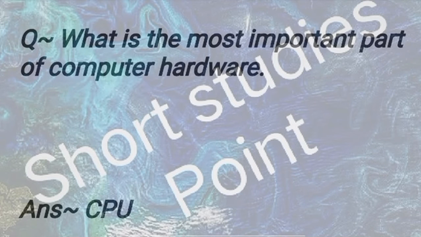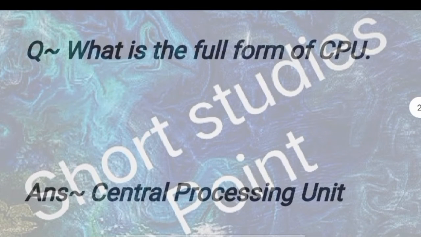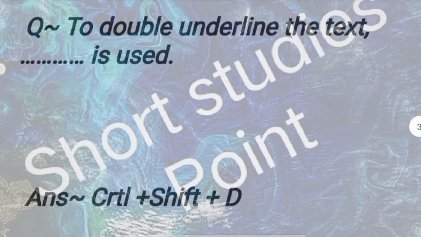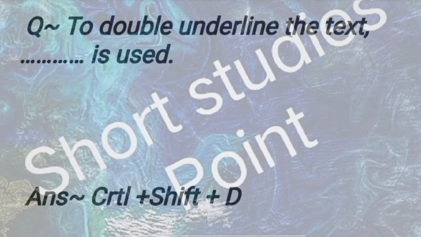Question: What is the most important part of computer hardware? Answer: CPU. Next question: What is the full form of CPU? Answer: Central processing unit. Next question: To double underline the text, dash is used. Answer: Control plus shift plus D.